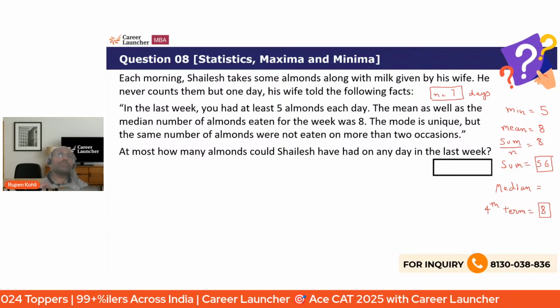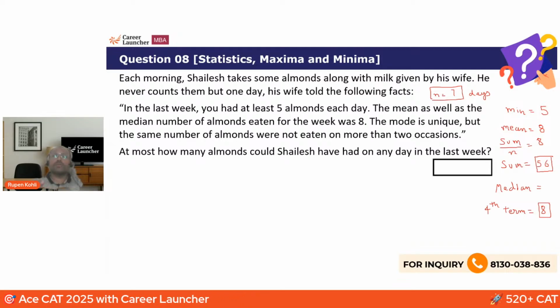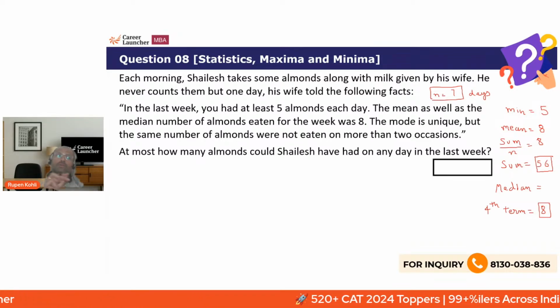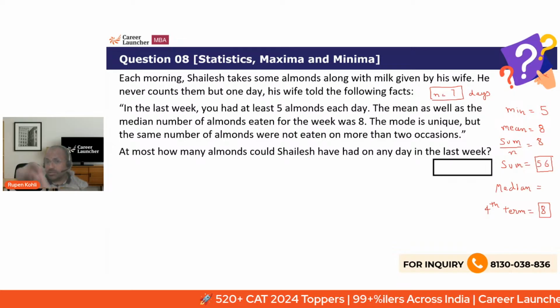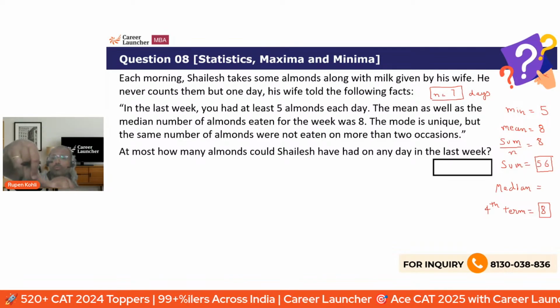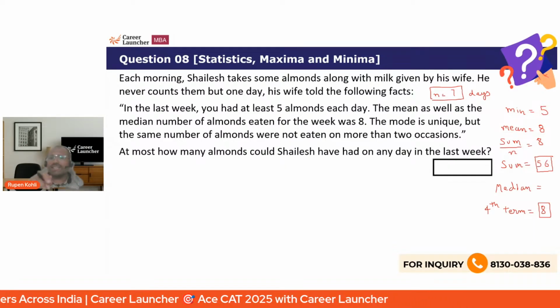When is the mode going to be unique? When a number repeats for the highest number of times and there is no other number which repeats as many times. But the same number of almonds were not eaten on more than 2 occasions. So there is no value which repeats thrice or more. So any number can only repeat twice at the most.